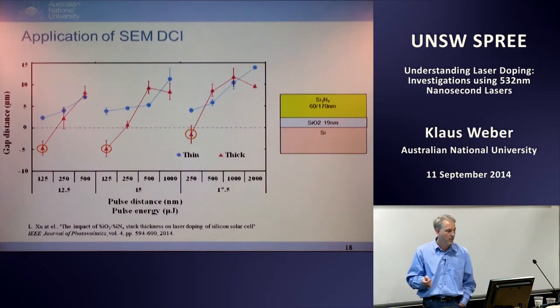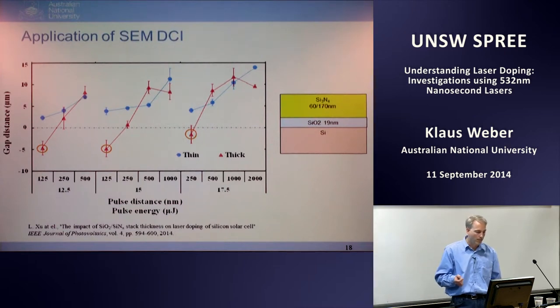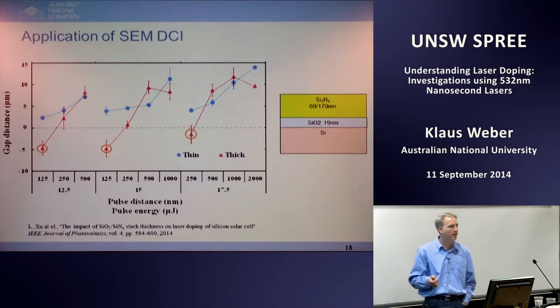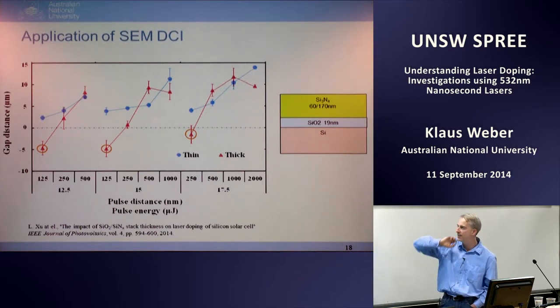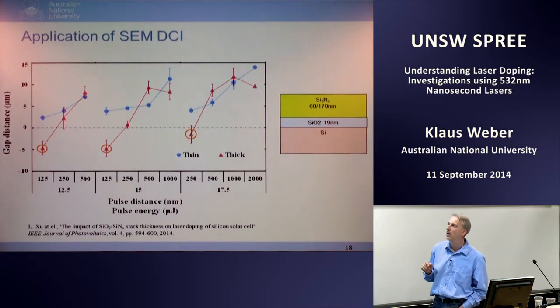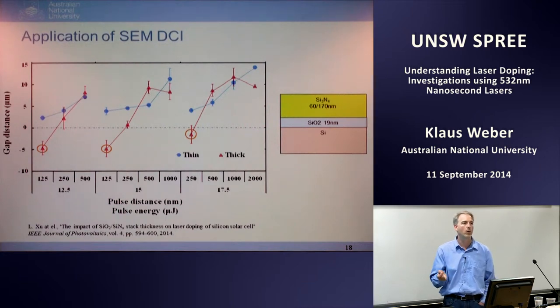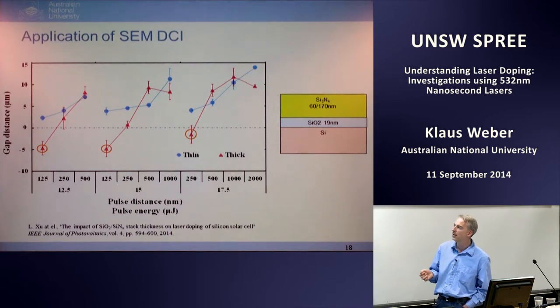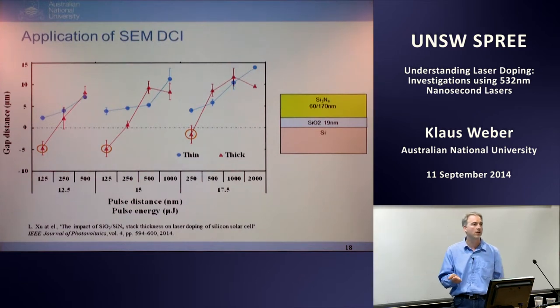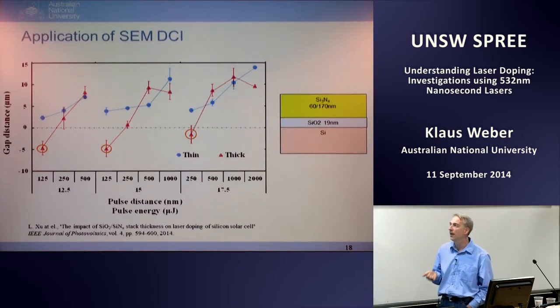And it's really difficult from an experiment like this to draw general conclusions, but we did see a definite trend that's obvious here. So what we're plotting in this case is, on the vertical axis, the gap distance. A negative distance basically means that the doped region extended underneath the dielectric, so that's what we wanted. So there are a couple of fairly obvious trends. There is a difference between the two dielectric film thicknesses. So a thicker silicon nitride film gave us better results.